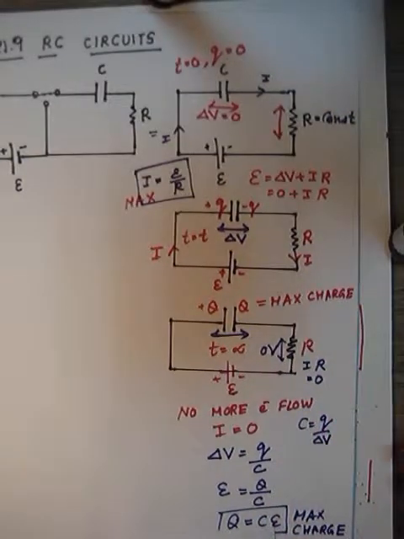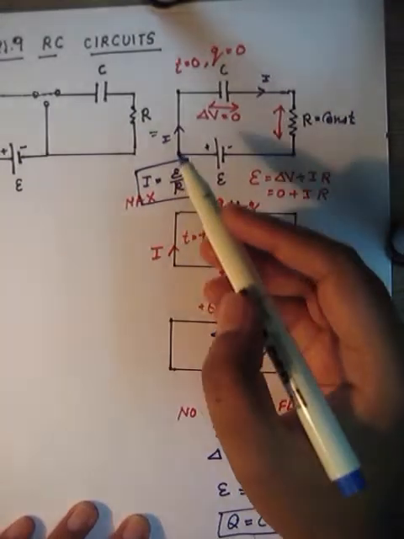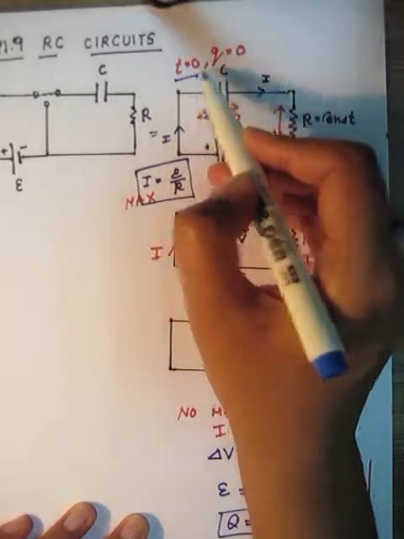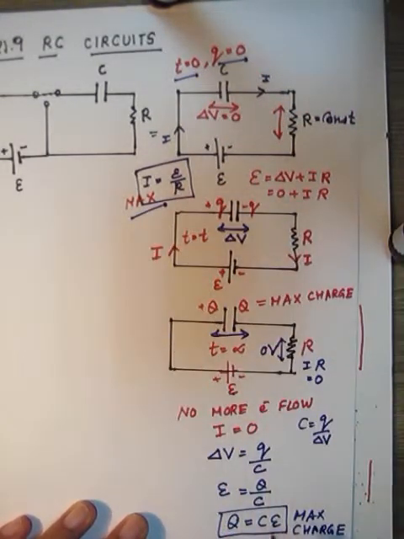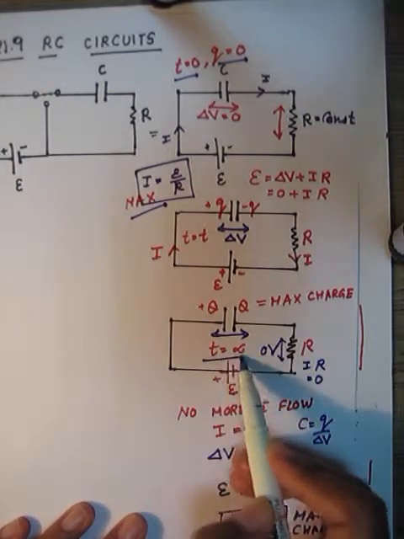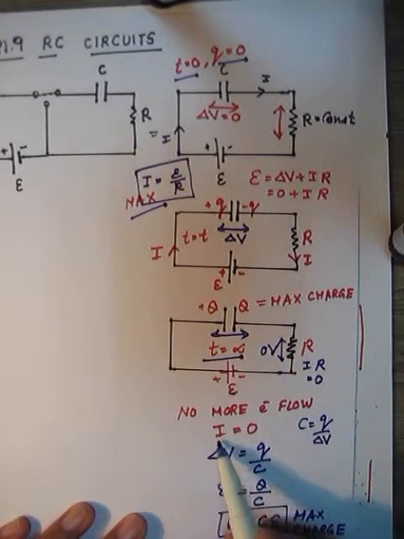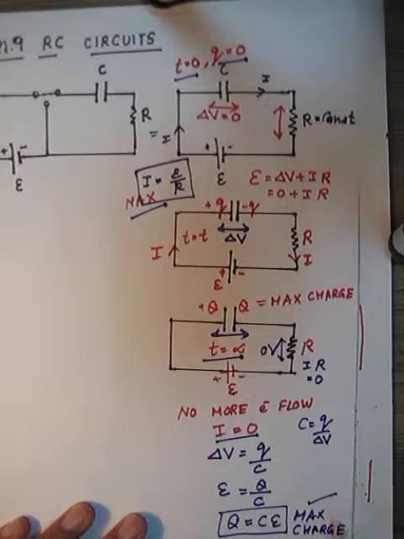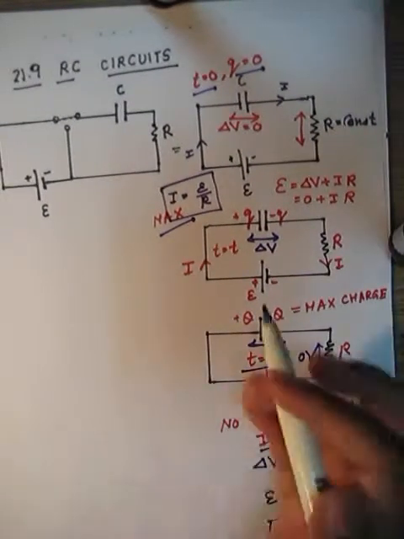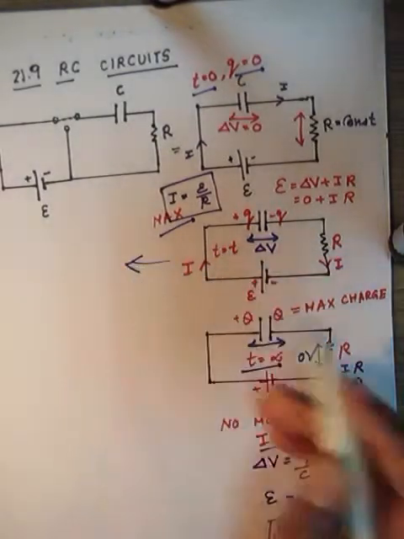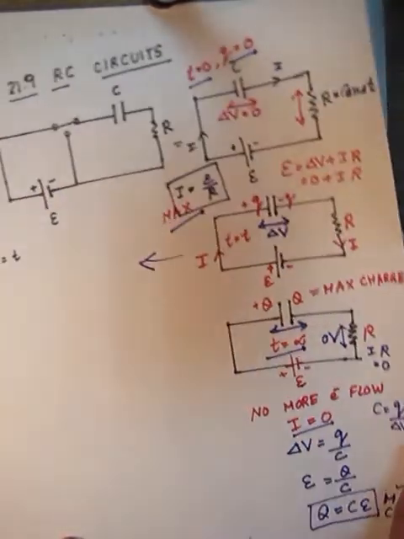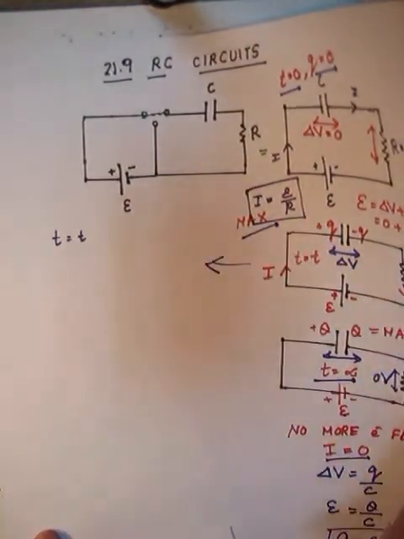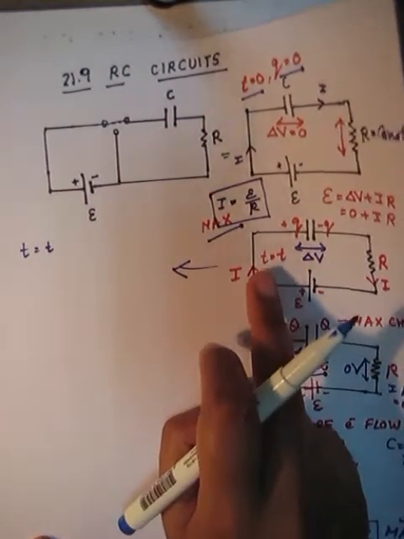So we have to remember a few things from here: when time is 0, there is 0 charge on the capacitor and the current is maximum, and when the time is infinite, current is 0 and charge is maximum. Okay. So now let's discuss this case in detail, the second case, at any time t.